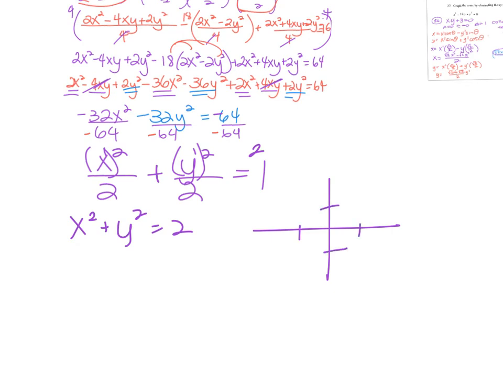But it's a rotated one, right? So we have to rotate the axis. We said the angle was pi over 4. So this is now my axis, and I'm going to go out 1.4 in each direction.